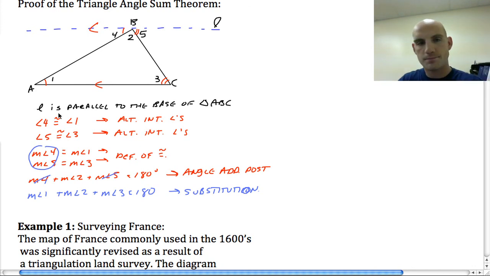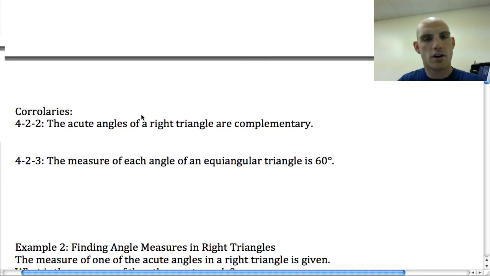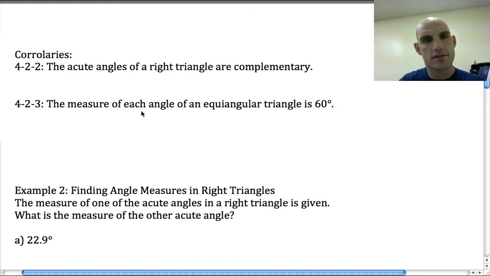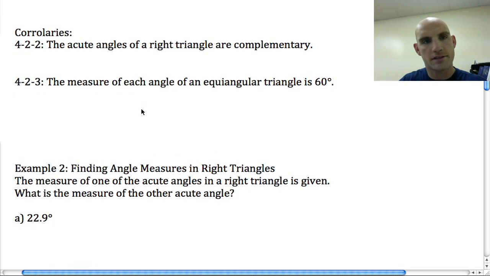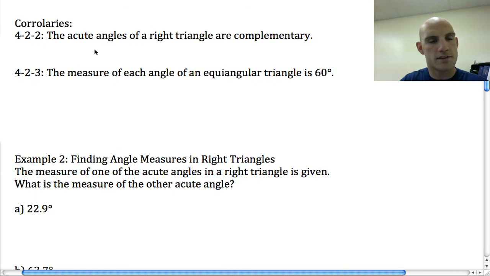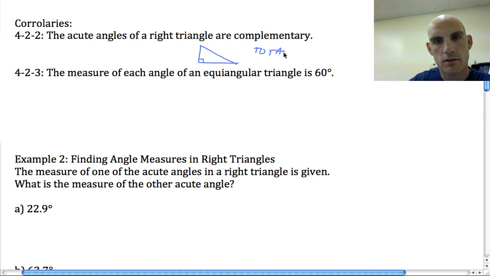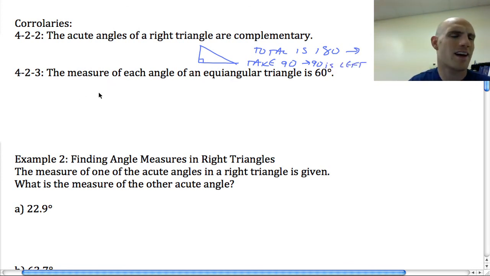We gave some reasons for the things that we said, okay? And so when we go to the next little part, we're skipping the surveys of France. We'll talk about that in class, okay? We've got a couple of corollaries. The acute angles of a right triangle are complementary. Think about this. If I've got my triangle here, and this is 90, and I know the total is 180. So if I take away 90, I would say that 90 is left for two angles. Okay, so that makes sense.